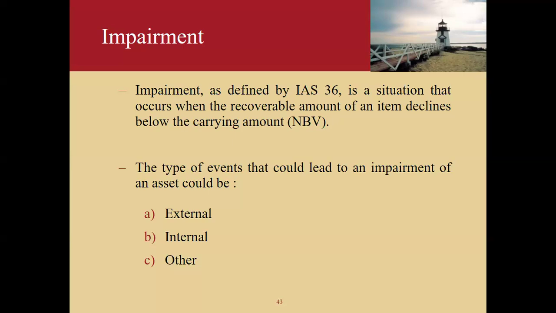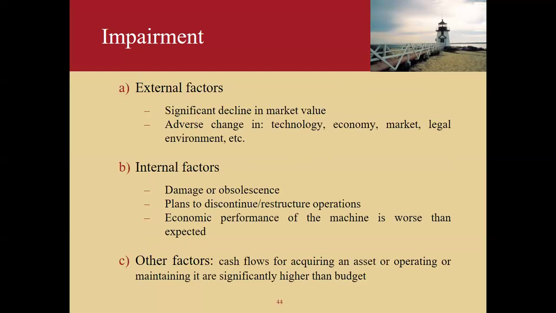The types of events that could lead to an impairment of an asset could be external, internal, or other events. External factors that can lead to impairment include a significant decline in market value, and adverse changes in the technology, economic, market, or legal environment. Those are kind of straightforward.